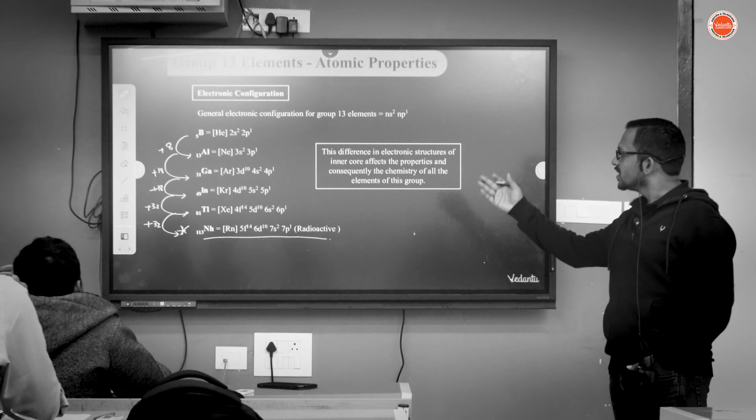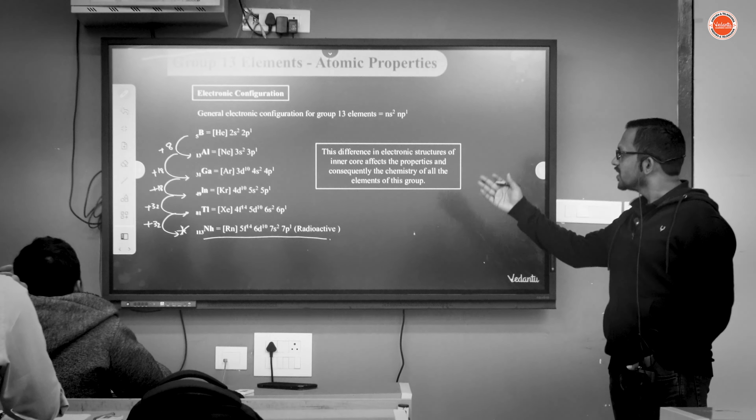Among boron, aluminum, gallium, indium and thallium, in which element do d orbitals enter the electronic configuration? In which of these elements are d orbitals first introduced? Gallium. Only in gallium you get the 3d10. First d orbitals enter gallium, and first f orbitals enter thallium. Because of this d and f, we get different properties for them. We will discuss them in the properties section.